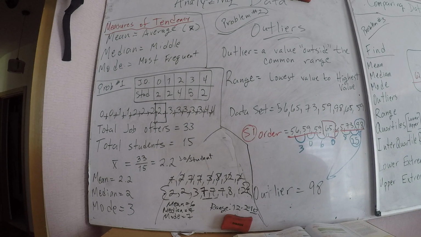Now we're going to be moving on. And that was problem number 2. Now we're going to be moving on to example 3. We're going to be finding other stuff, like a quartile.